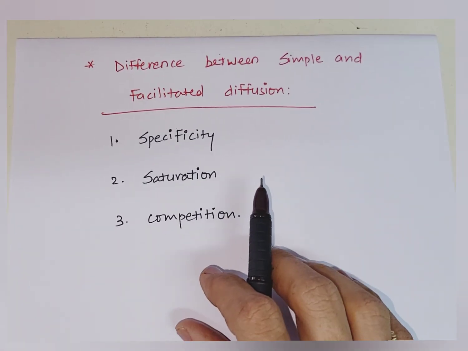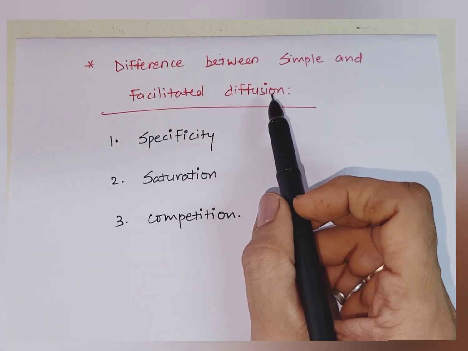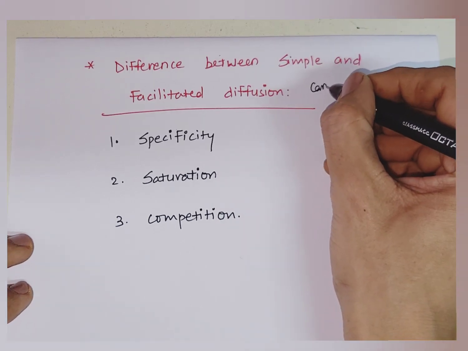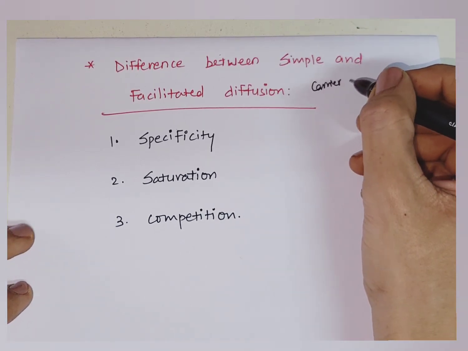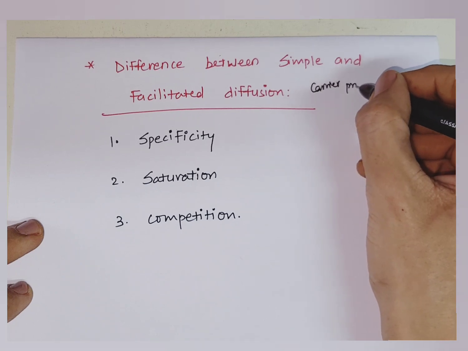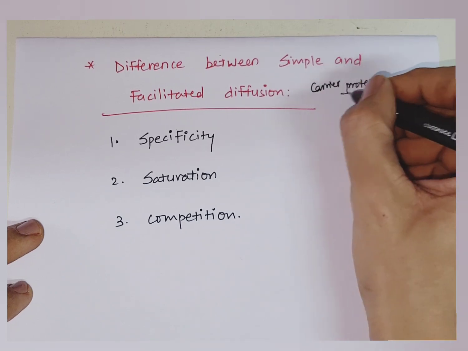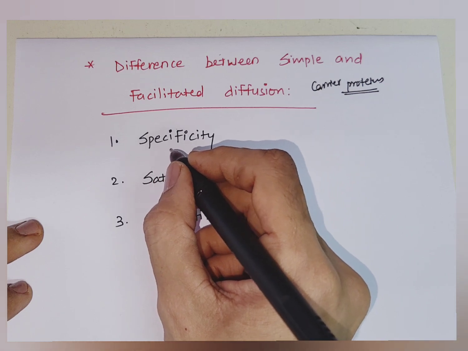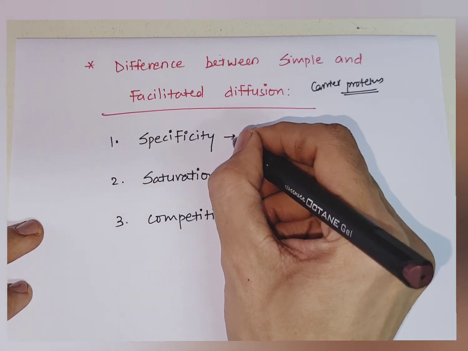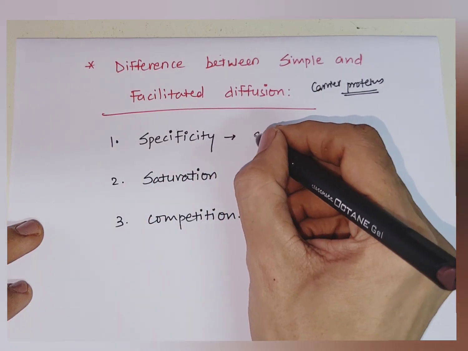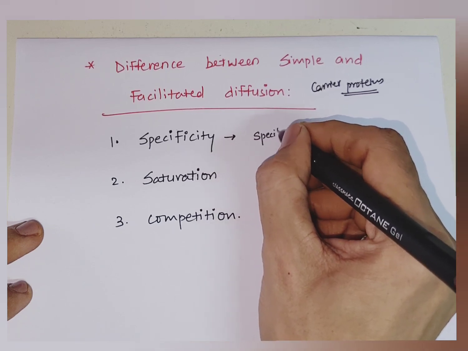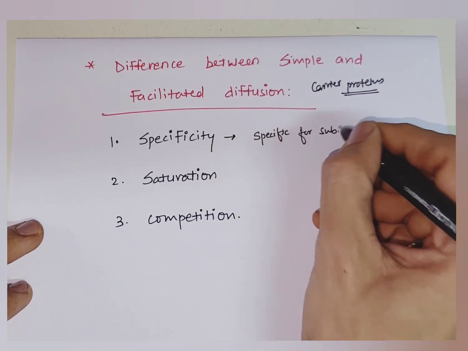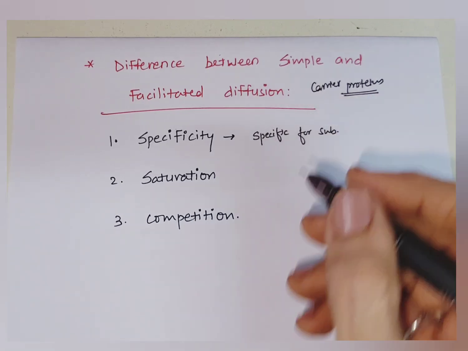Now, what is the difference between simple and facilitated diffusion? As we all know, in simple diffusion we don't require a carrier protein. So that is one of the important differences: carrier proteins. In facilitated diffusion, because of carrier proteins, there is specificity. Carrier molecules are specific for the substance. Then the second characteristic is saturation.